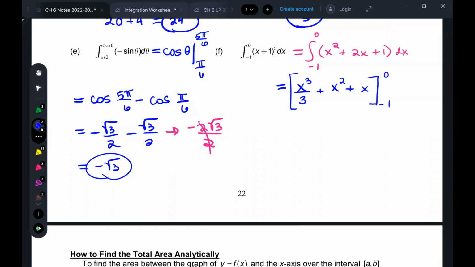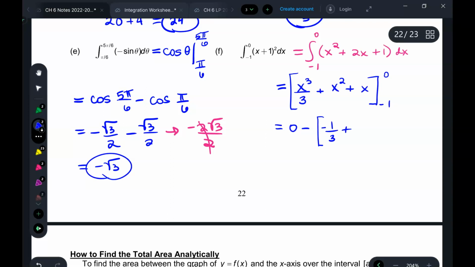Okay, well, plugging in 0 is easy, right? We'll just get 0. Just remember to put it in as a reminder because we're subtracting. Now plugging in negative 1, so we don't mess up any signs. So negative 1 to the third power, negative 1 over 3, plus negative 1 squared, so that's going to be 1 minus 1. So just 1/3 for the whole thing. Good.